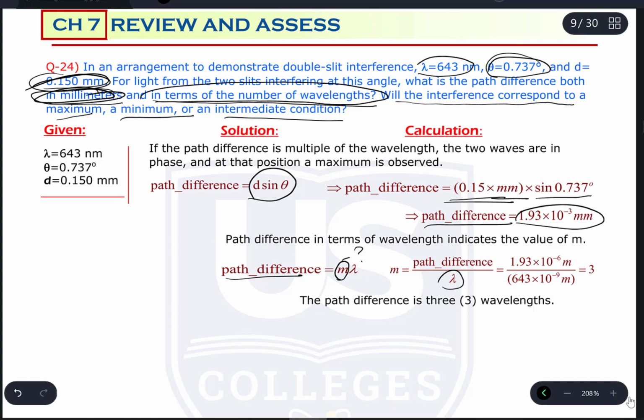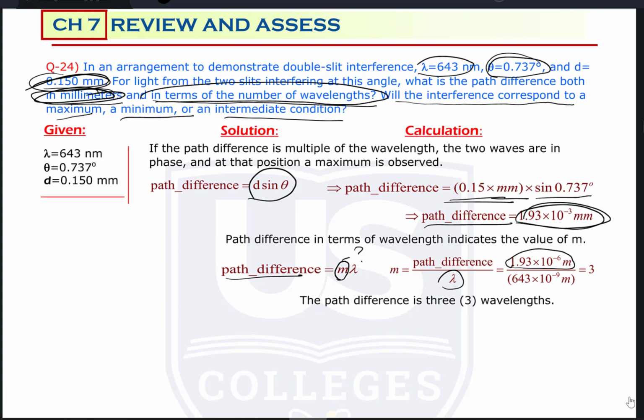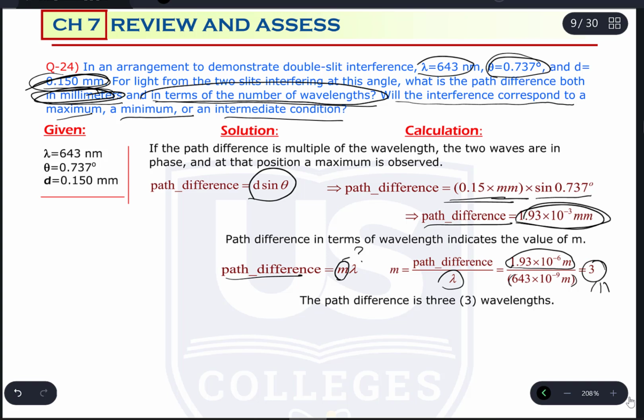The path length difference in millimeters I know, so I have to convert it into meters. Millimeter to meter, you should multiply by 10 to the power negative 3. It's going to be 1.93 times 10 to the power negative 6 meter. Then what is the wavelength in meters? 643 nanometer, so multiply by 10 to the power negative 9. When we divide them, we will get m as 3. So the path length difference is going to be 3 lambda.